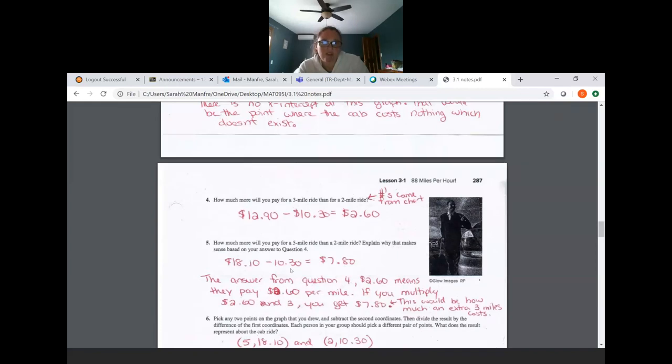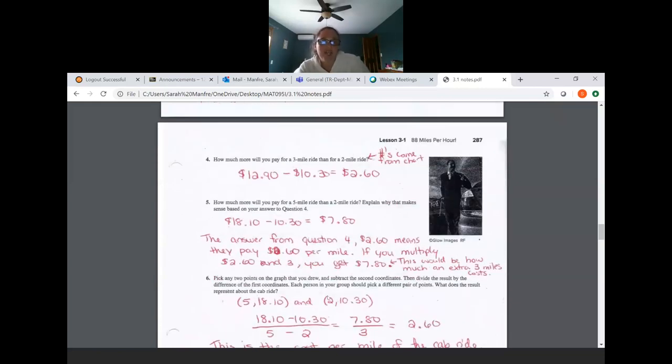Okay, the 5-mile ride cost minus the 2-mile ride cost. The answer from question 4, $2.60, means that you pay $2.60 per mile. If you multiply $2.60 times 3, then you get $7.80. That's the extra 3 miles, right? Because to go on a 5-mile ride or a 2-mile ride, no matter what, you have to pay that $5.10 initial fee. You're only paying an additional mileage cost at that point. So we just need to figure out how much 3 miles costs, because then you take that and add it to the $5.10.